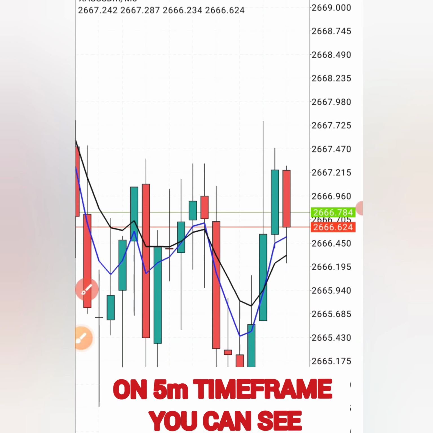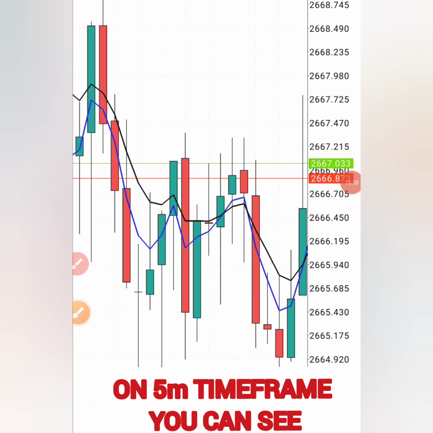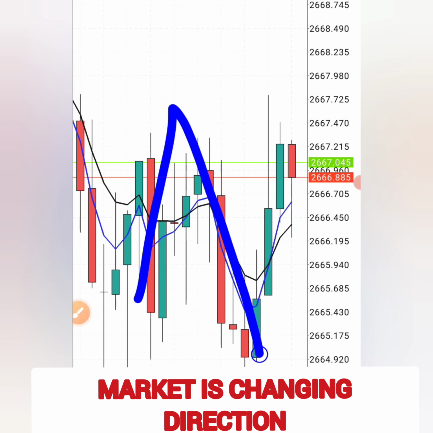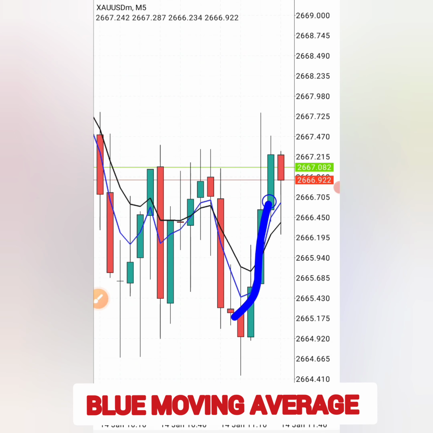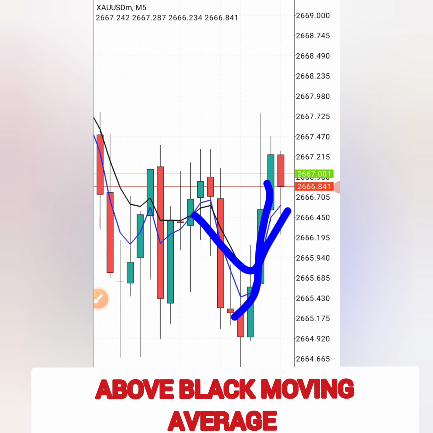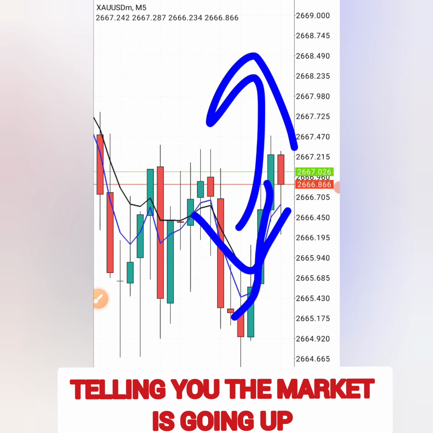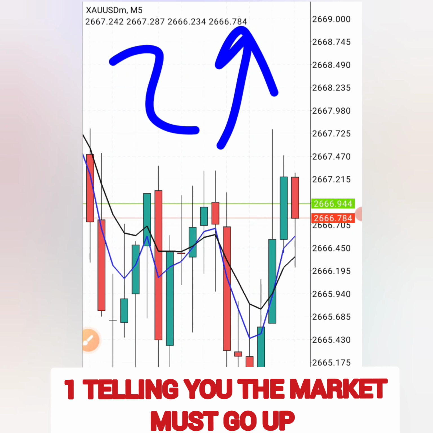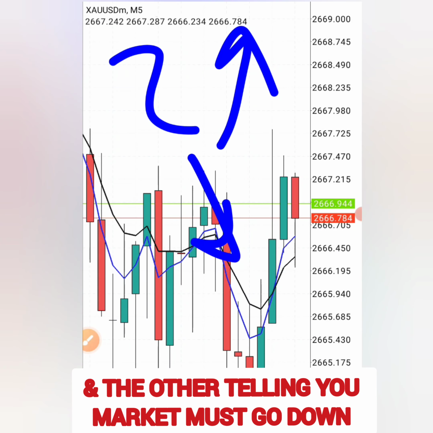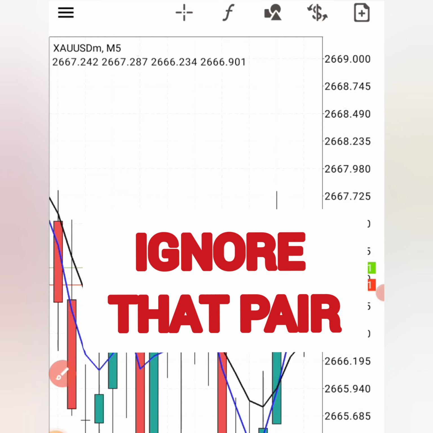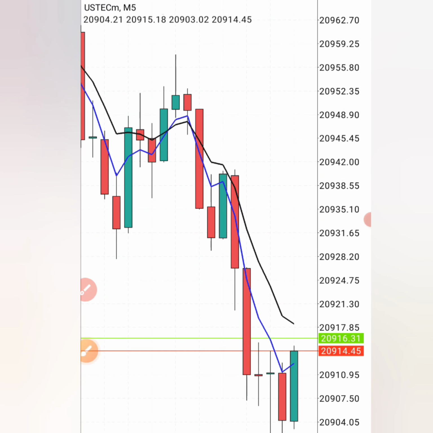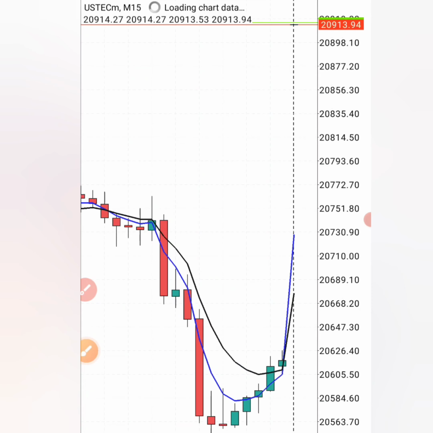On the 5-minute time frame, right here you can actually see the market is changing direction here and there, going up, going down, going up, and right now you can see the blue moving average above the black moving average, telling you the market is going up. So if you have 2 time frames, one telling you the market must go up and the other telling you the market must go down, just ignore that pair and go on to choose the next pair. Then you can use the same concept, starting from the 50-minute time frame.